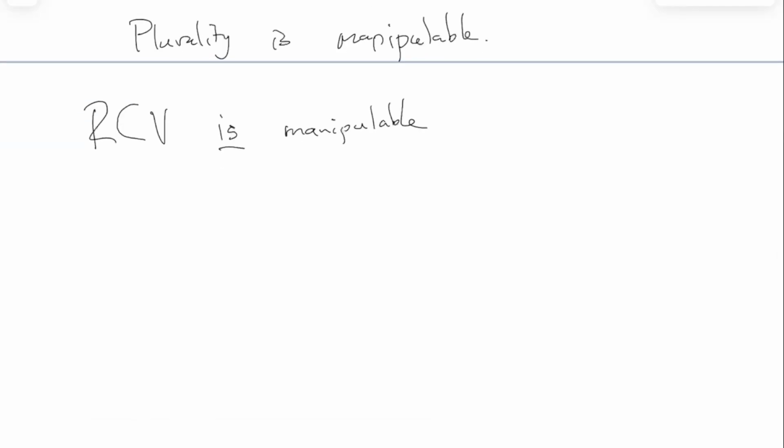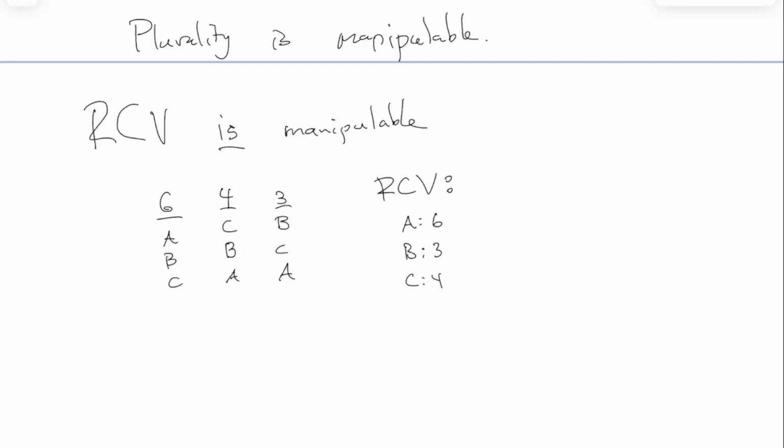Let's say 6 people said A, B, C, 4 people said C, B, A, and 3 people said B, C, A, and we're doing ranked choice. I'm going to try to do this quickly, because ranked choice can take a long time if you really write down all the steps. In the first round, A gets 6, B gets 3, C gets 4. B is eliminated. And then I go to round 2.